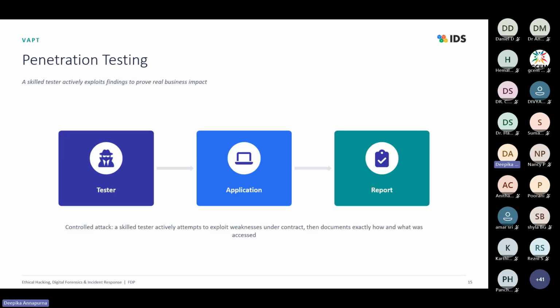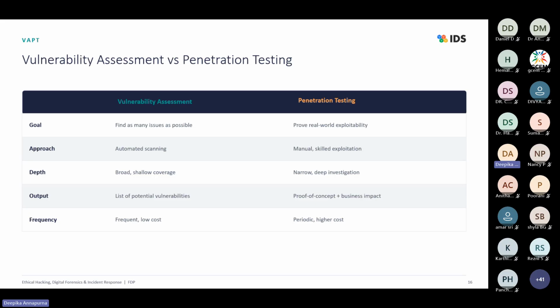You got it? So vulnerability assessment is different and penetration testing is different. Both are of different technical ones. So let's understand what is the difference between vulnerability assessment and penetration testing. What happens in vulnerability assessment? We may find as many issues as possible. What will penetration testing do? It will try to prove whether they are exploitable or not.